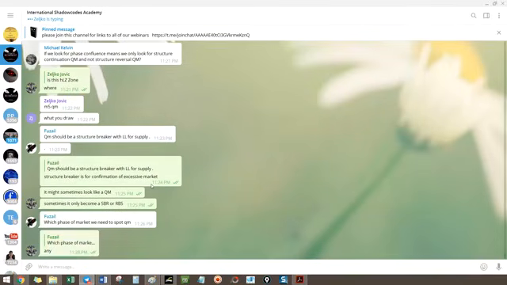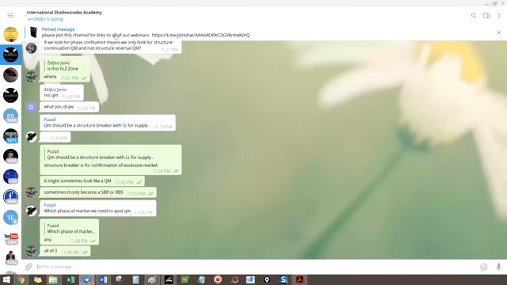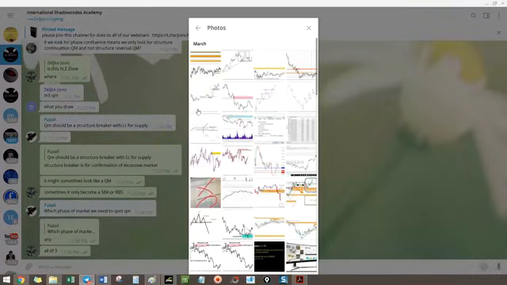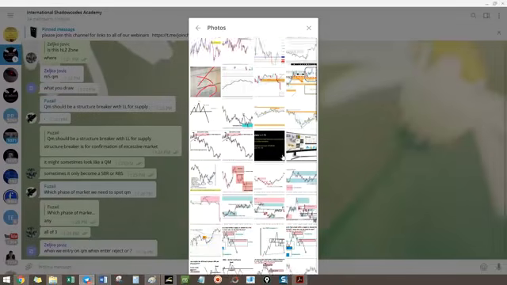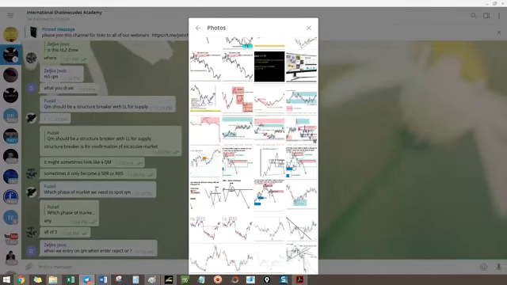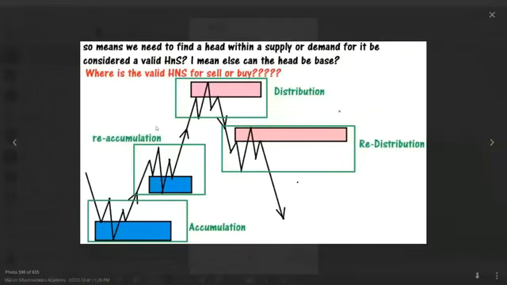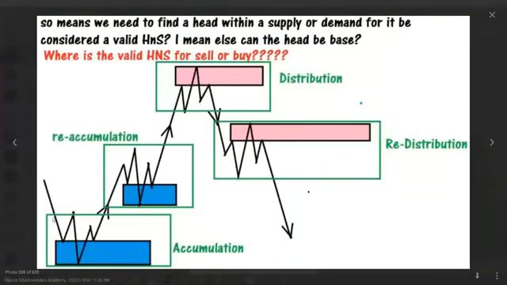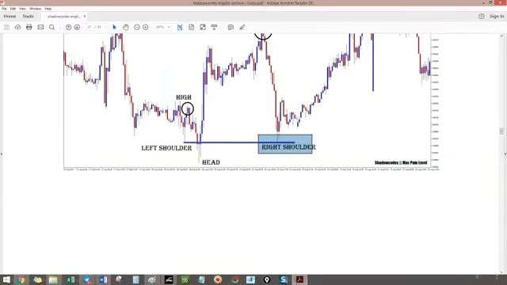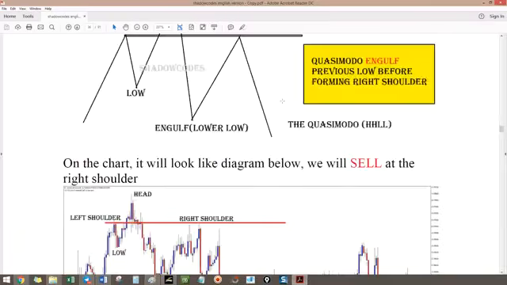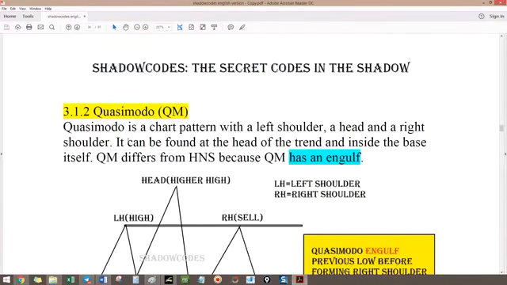Any, all of the three. Can you please save this picture? I already drew it in the previous class. This one, just change it to QM. You can find this QM in all of the structures. Also read this ebook I already wrote. It can be found at the head of the trend and inside the base itself.